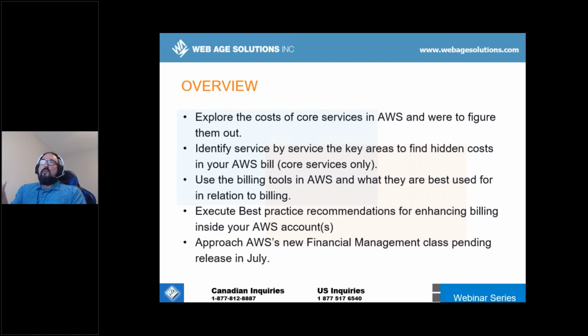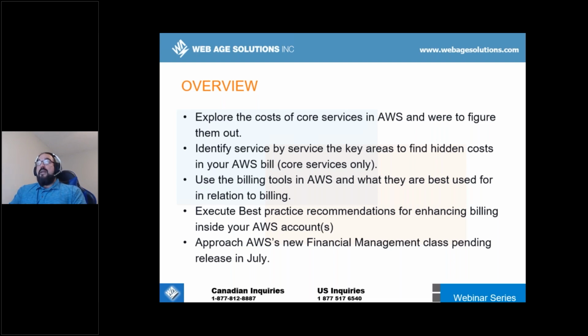Okay, we have a couple goals today. One, we are here to talk about the dimensions of costs when it comes to some core services. Just some things for you to be aware of and to think about. Most of us are using infrastructure as a service inside of AWS, so that would be things like EC2, networking, and storage, and we're going to talk about that.